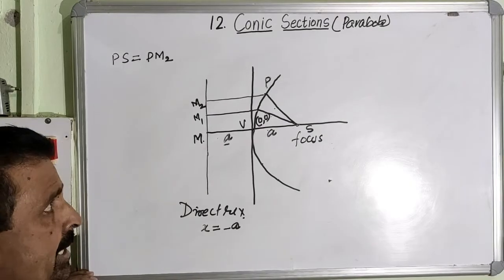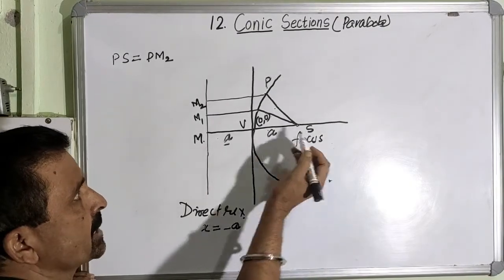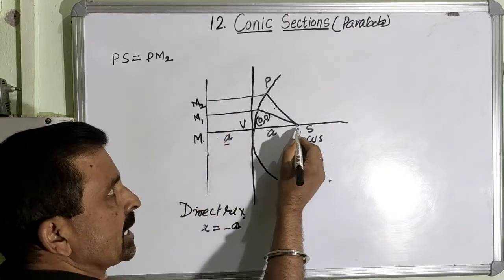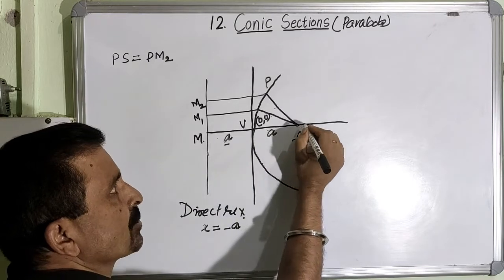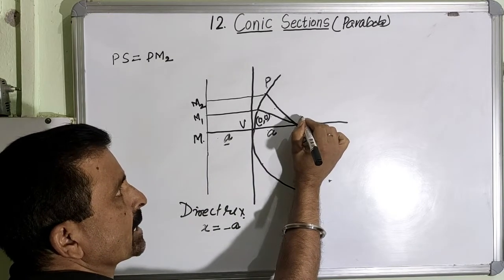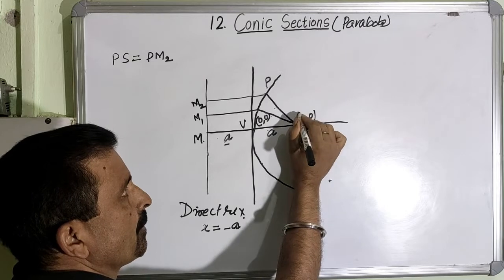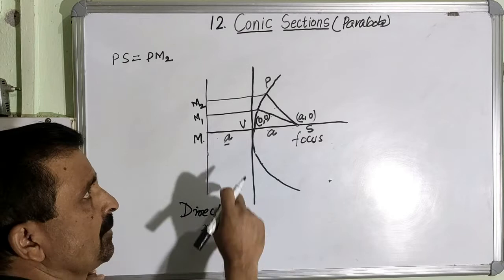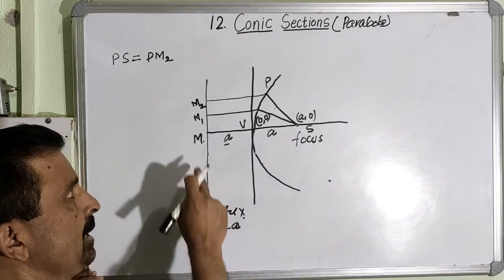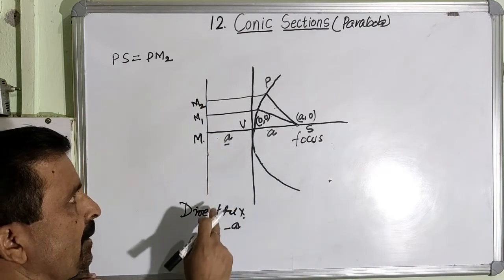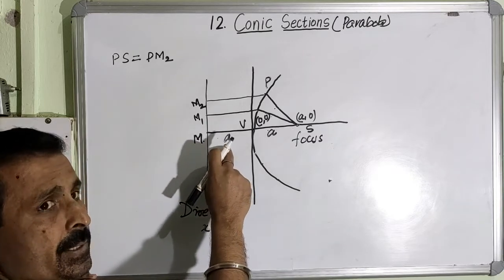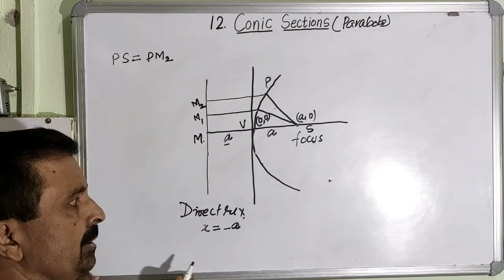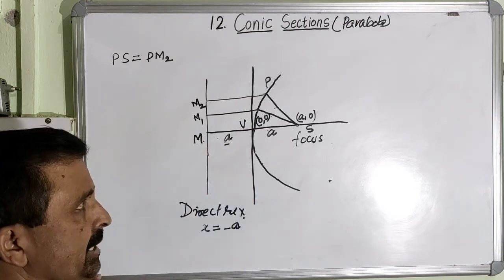Till now, what we have seen is this is the focus, this is the vertex, and this line is the directrix. Because this focus S is at a distance of a, we can write the coordinate of this S as (a, 0), right? This is because the vertex is at the origin, therefore the coordinate of the vertex is (0, 0). And this directrix is at a distance of a, so the equation of the directrix we can write as x is equal to minus a.